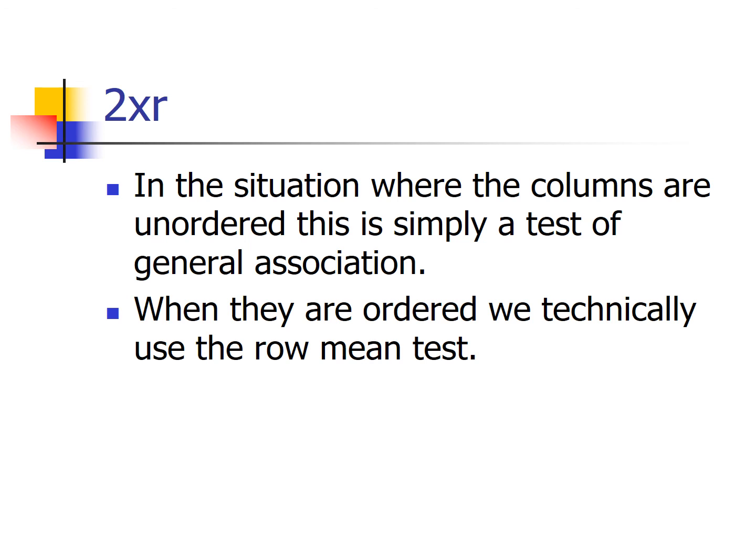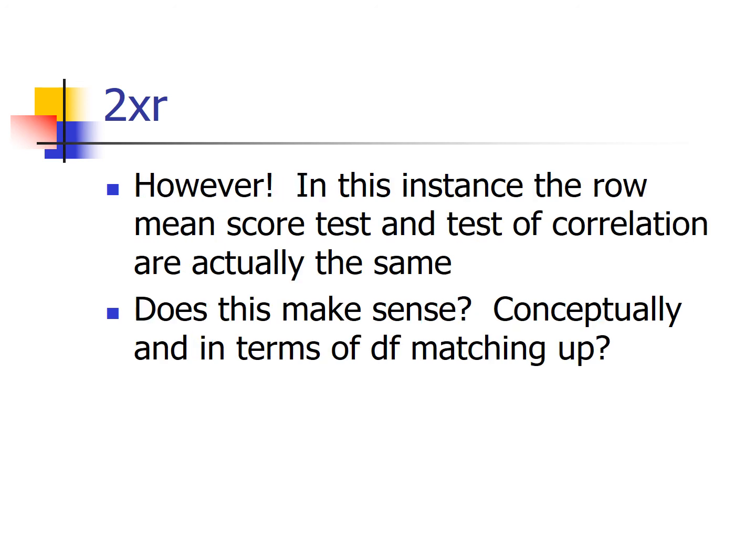In a 2 by R table, in the situation where the columns are unordered, we now just simply have a test of general association. And when they are ordered, we can technically use the row mean score test. However, in this instance, the row mean score test and the test of correlation are actually the same. So I'll let you think about that a little bit. You should be able to see that certainly the degrees of freedom match. If it's 2 by R, the degrees of freedom for the row mean score test is just 2 minus 1, which is 1. And the test of correlation has 1 degree of freedom.